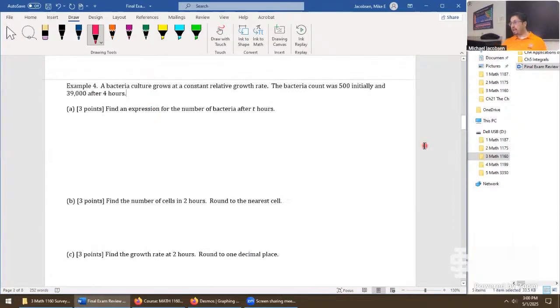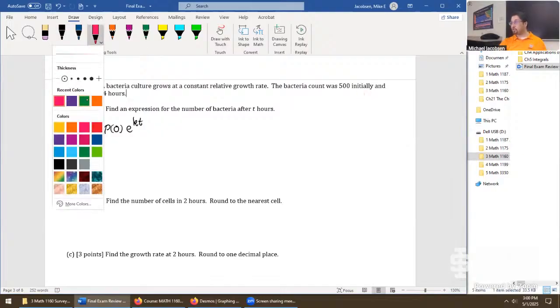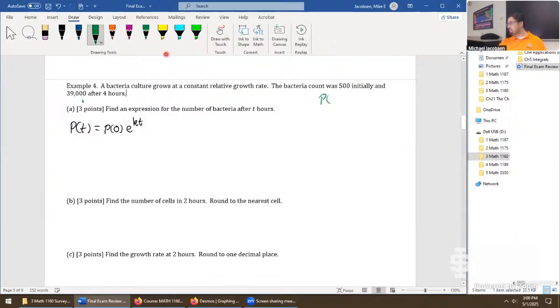We're told here we have a growth problem. And on the exam, it's going to be random, either a growth or an exponential decay kind of problem. So this one says grows at a constant relative growth rate. That information there tells us the model could be specified as P of t equals P at 0 e to the kt. 500 initial bacterial count is telling us that P at 0 equals 500. And so we can plug that right here.